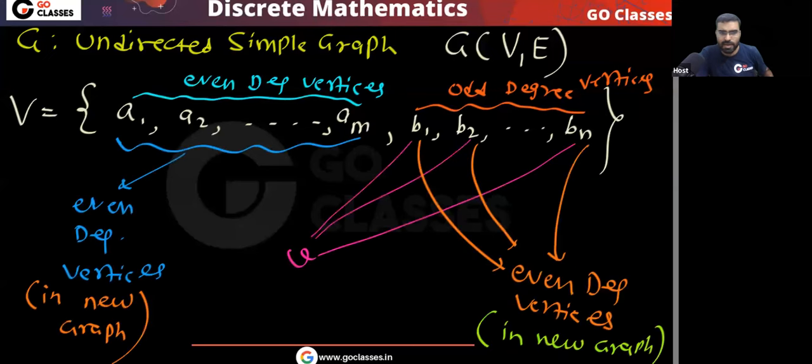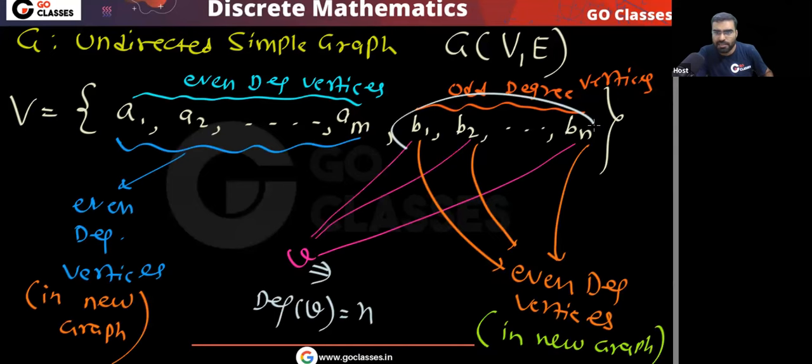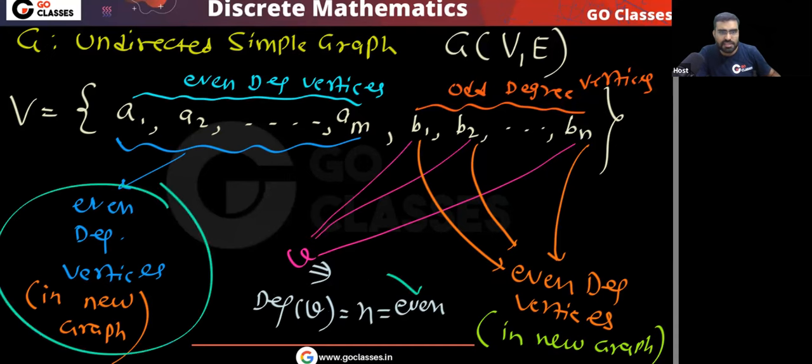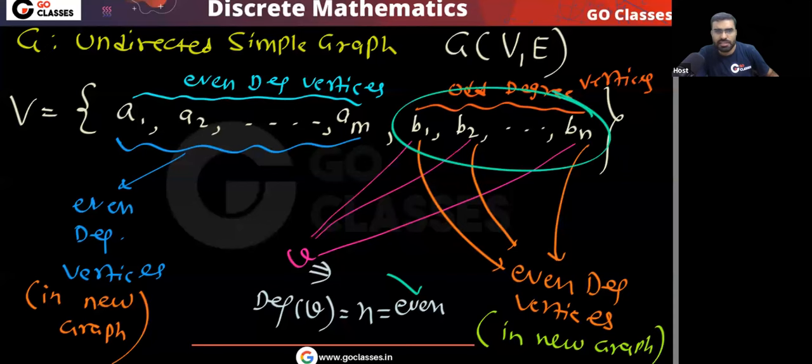Now you can come back. What will be the degree of V? That will be N, because this vertex V is adjacent to these N vertices. So I can say the degree of V is N, and this N is even. So what did we get? In the new graph, this vertex has even degree, and all these vertices have even degree.